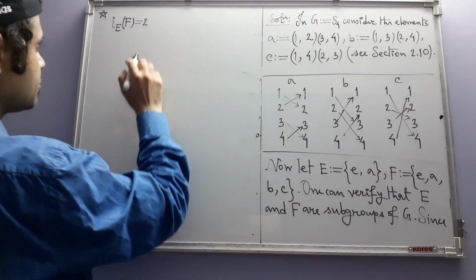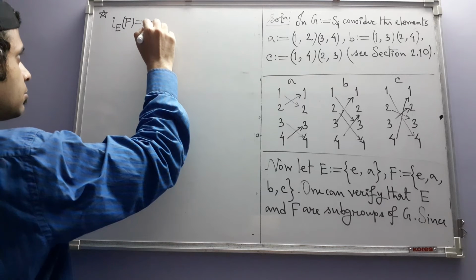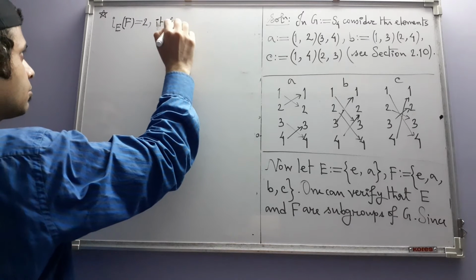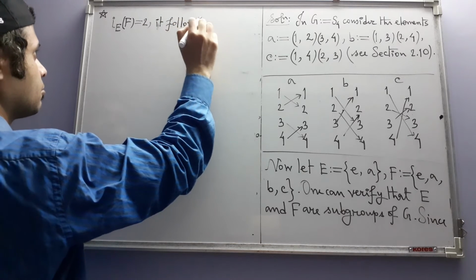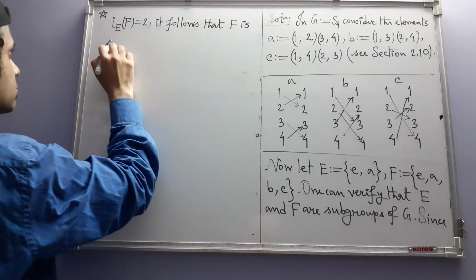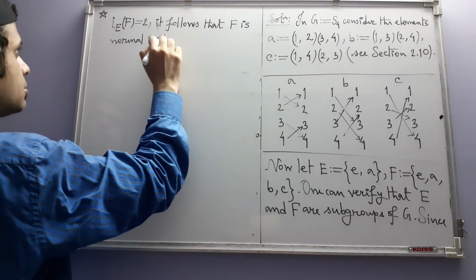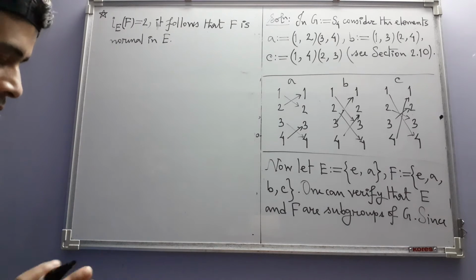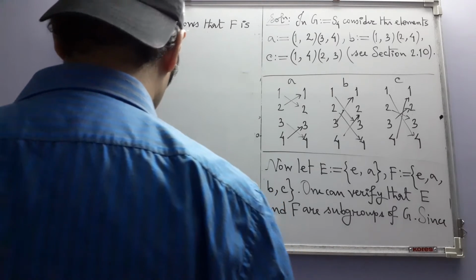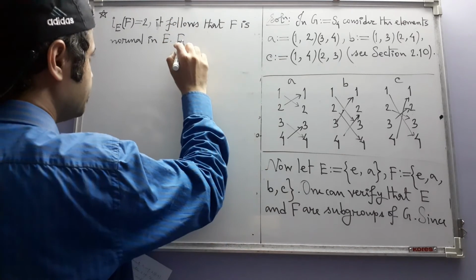So since this index is 2, from a previous exercise, F is normal in E. Now normality of E in G cannot be so readily concluded. For that we have to go to section 2.11.